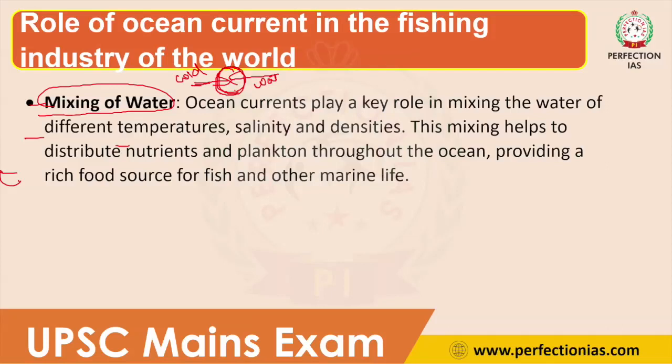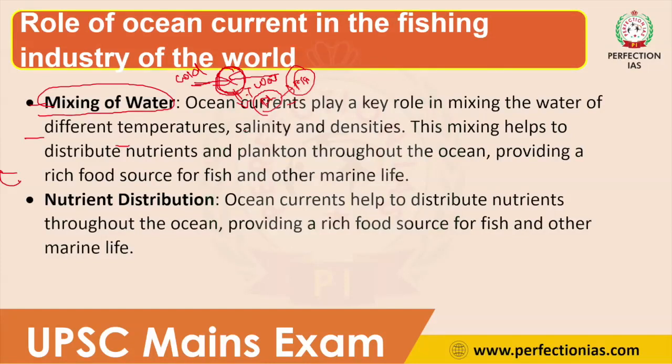contains huge nutrition. Because of this, most of the world-famous fishing grounds are found in the region where cold water and warm water meet. Why? Because of high nutrition, plankton growth will be maximum in this region. Because of this plankton growth, many fishes will be available in this region. So most of the important fishing grounds of the world, like Newfoundland, are present in the region where cold current and warm current meet.